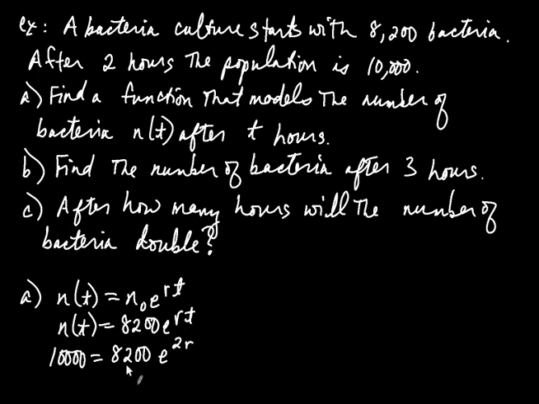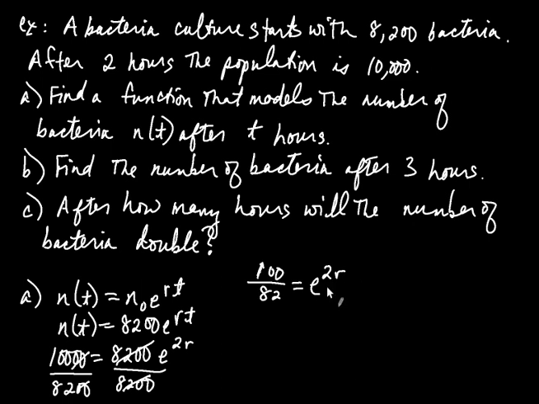So the first thing we're going to do is divide both sides by 8,200. And then we can simplify, so canceling 2 zeros and 2 zeros, we end up with 100 divided by 82 is equal to, what's on the right-hand side, e to the 2r. And then we have to solve this equation for r.